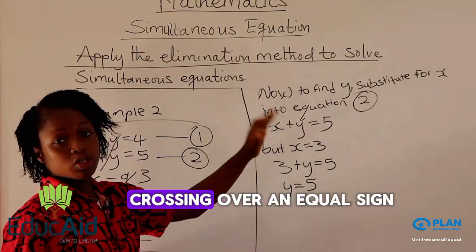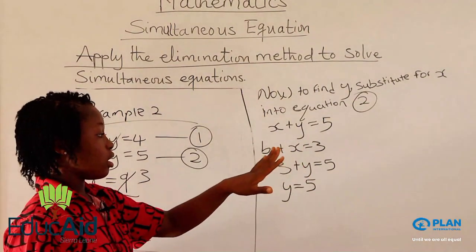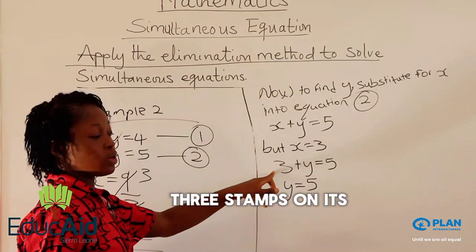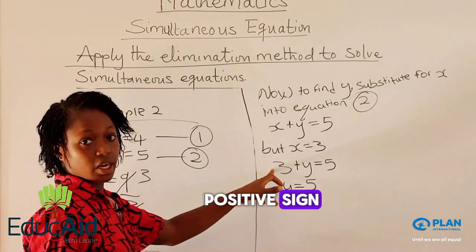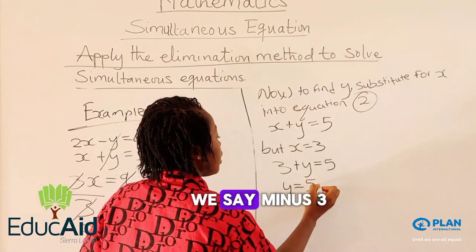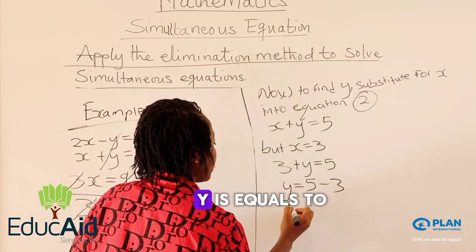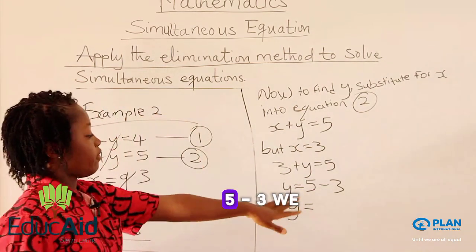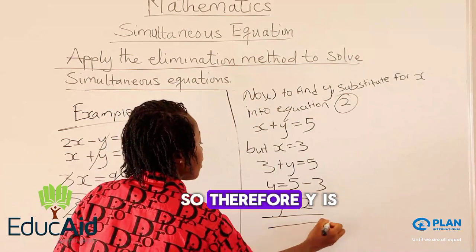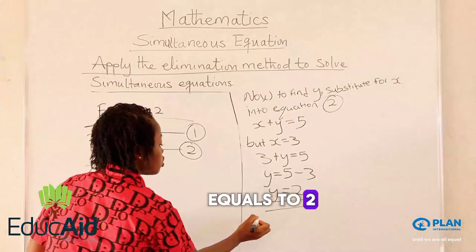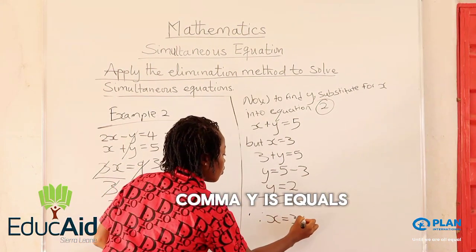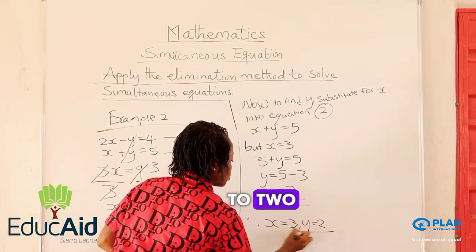Anytime a number is crossing over an equals sign, the sign changes. So we have 3 standing on its own, it has a positive sign. When it is going over, it changes to a negative sign. So we say minus 3. y is equal to 5 minus 3, we have 2. So therefore, y is equal to 2. So we say x is equal to 3, y is equal to 2.